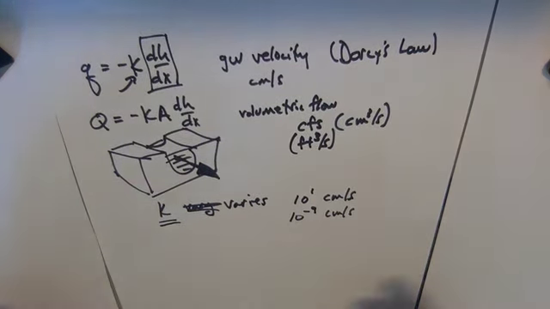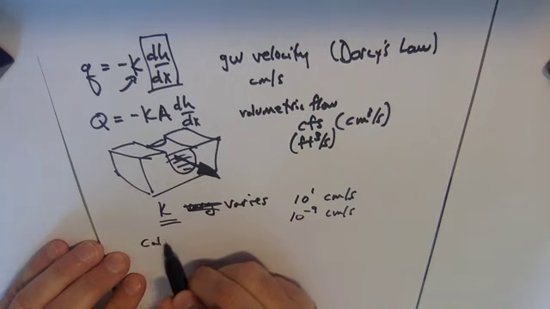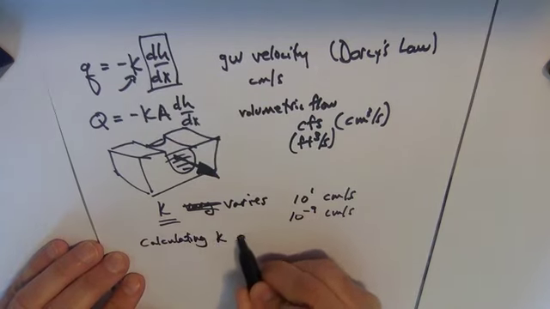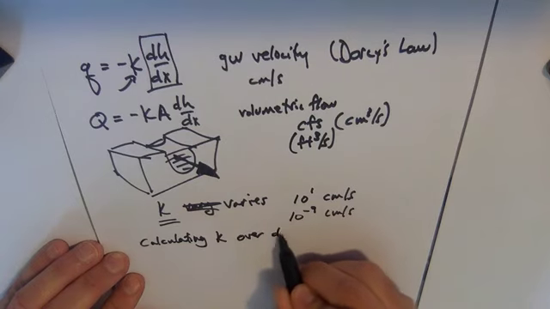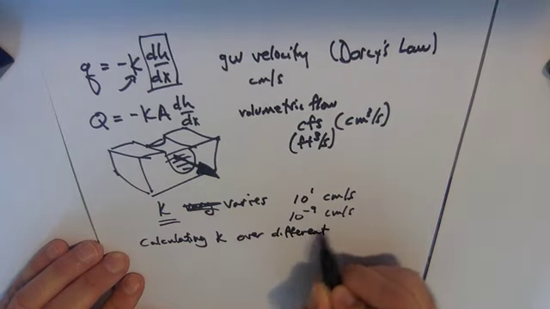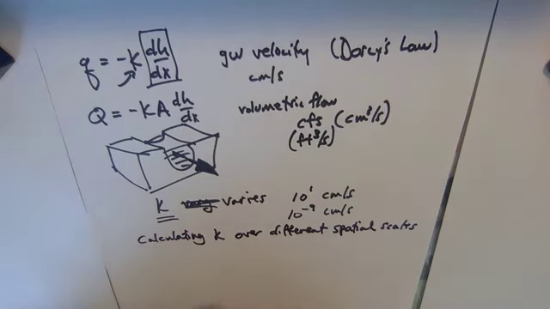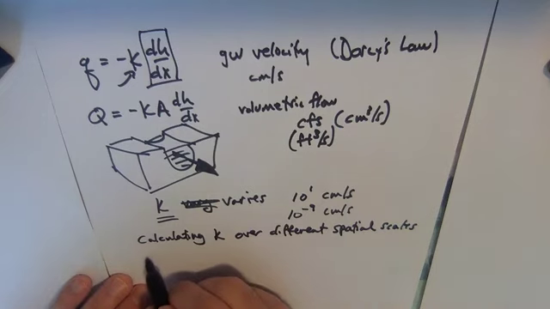And there are a couple of different ways to calculate hydraulic conductivity, and we can do it over a series of different spatial scales. This is what we're going to be talking about. So there's the very small scale, the medium scale, and then the very, very large scale. So we'll start with the small scale.